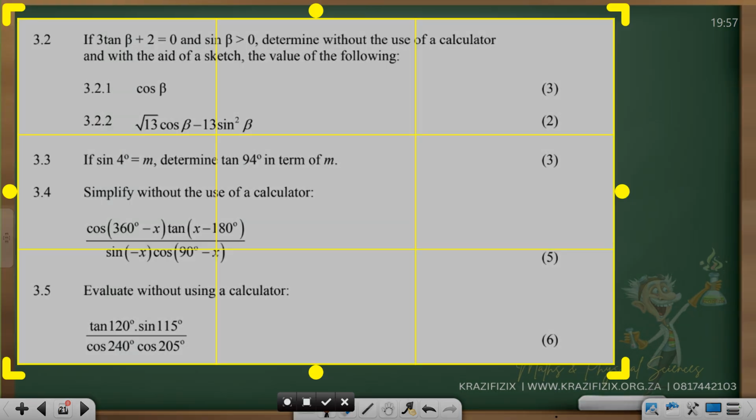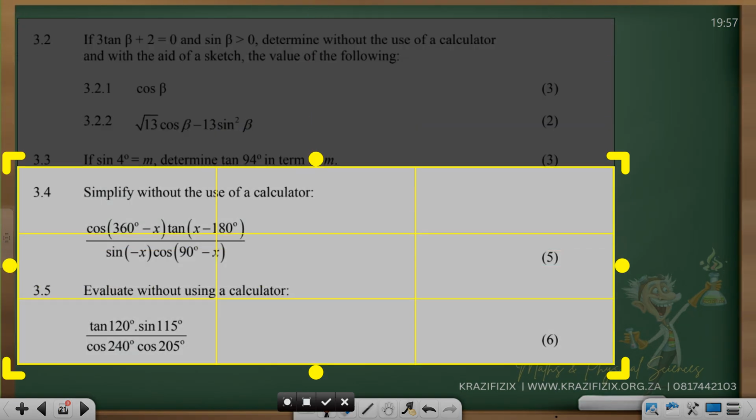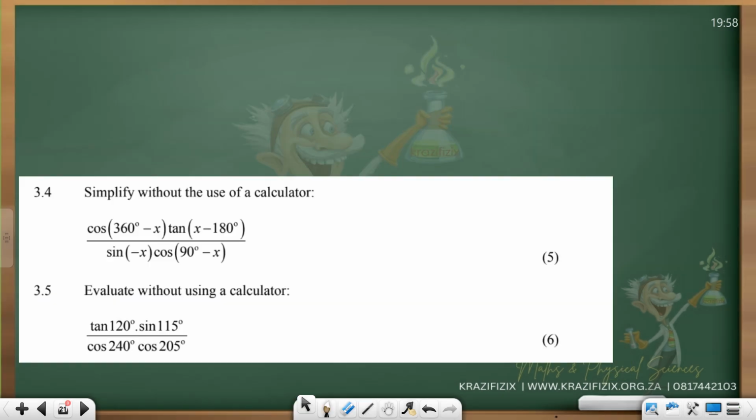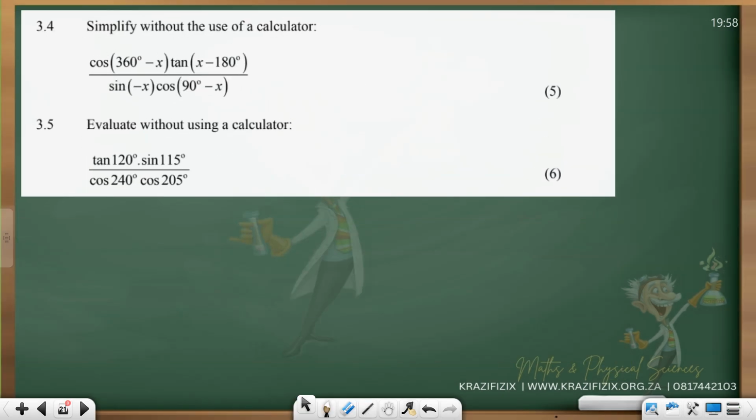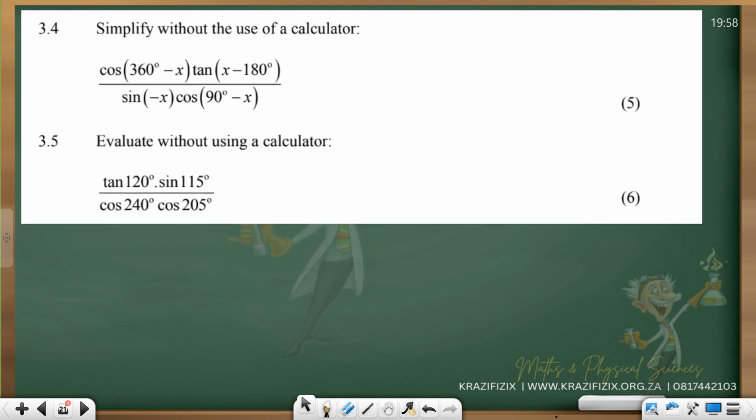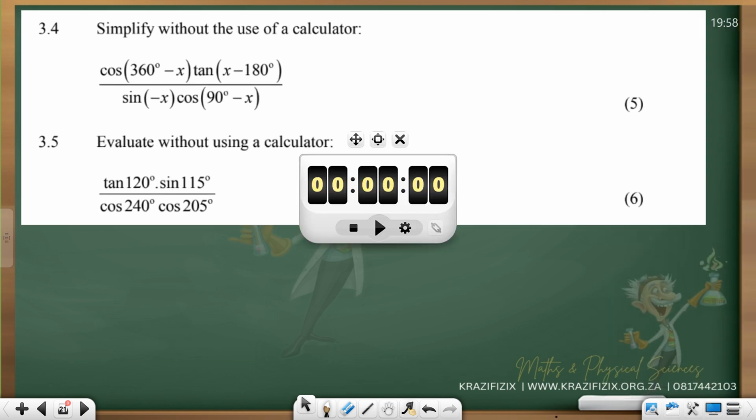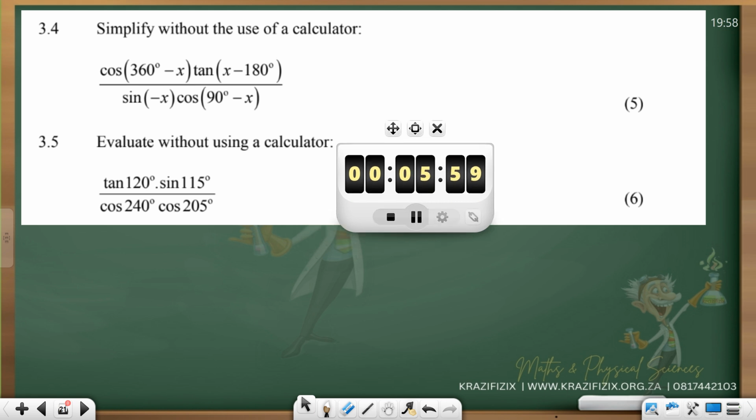3.4 and 3.5. You're doing both of them and you only have 6 minutes. 3 minutes for each. Use your calculator and be smart. And then we call it a night. I just want to make sure these two are in.